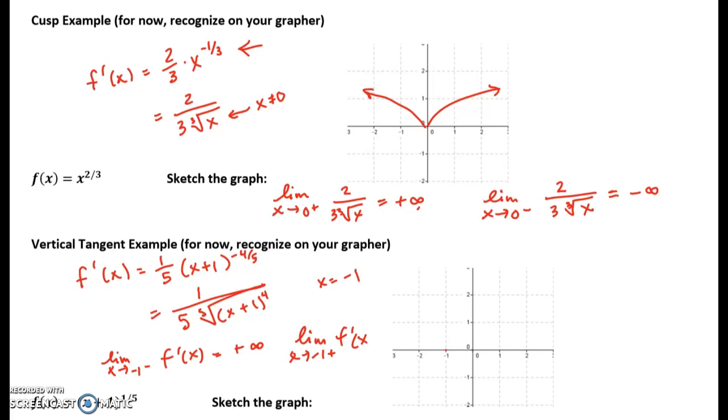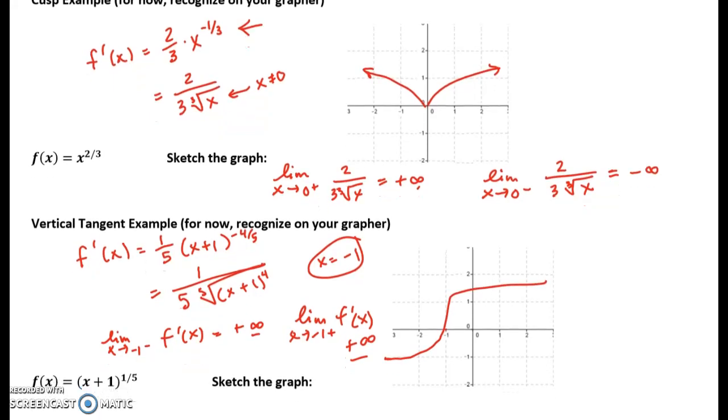And similarly, if I take the limit as x approaches -1 from the positive direction of f prime, I would have a positive, because -1 and +1 raised to the 4th power would be positive no matter what, and then the 5th root of that would be positive. So this is going to be a positive infinity. These two infinities match, which is how I can recognize that I have a vertical tangent at x equals -1. Turns out the sketch looks something like this, I believe. You have to take a look at it on a grapher.